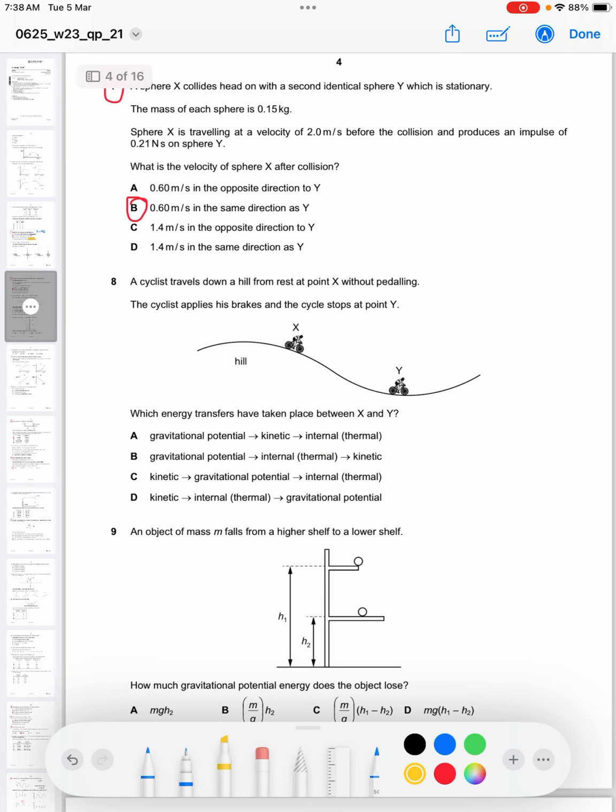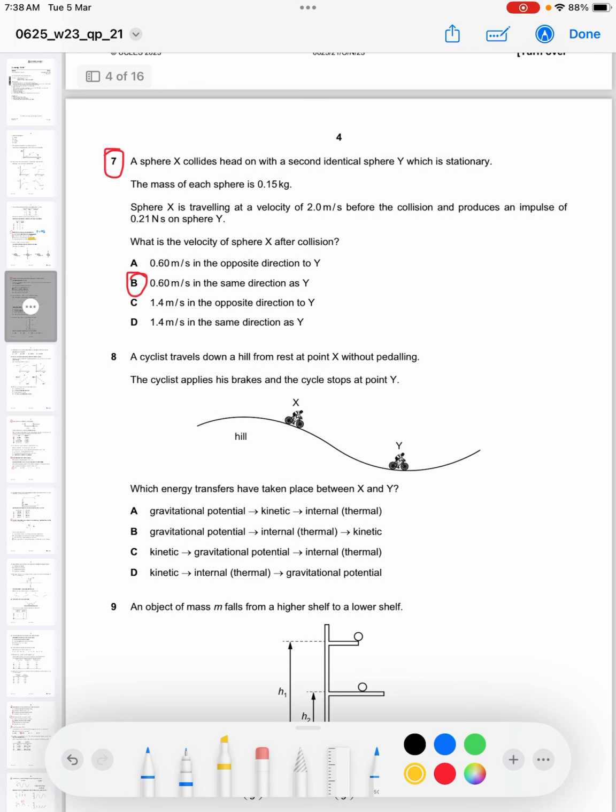The next question is question 7. A sphere x collides head-on with a second identical sphere y, which is stationary. The mass of each sphere is 0.15 kg. Sphere x is traveling with a velocity of 2 meters per second before collision and provides an impulse of 0.21 newton second on sphere y. What is the velocity of sphere x after collision?